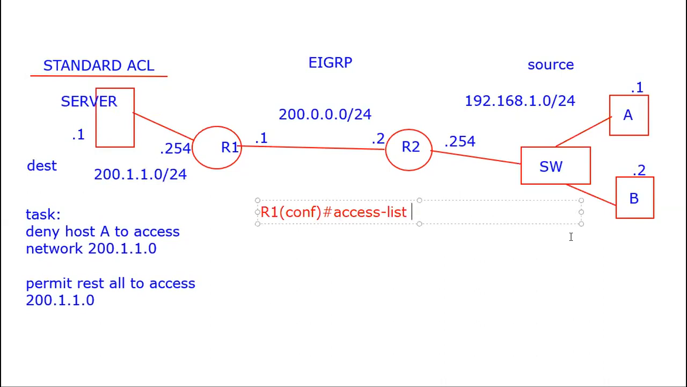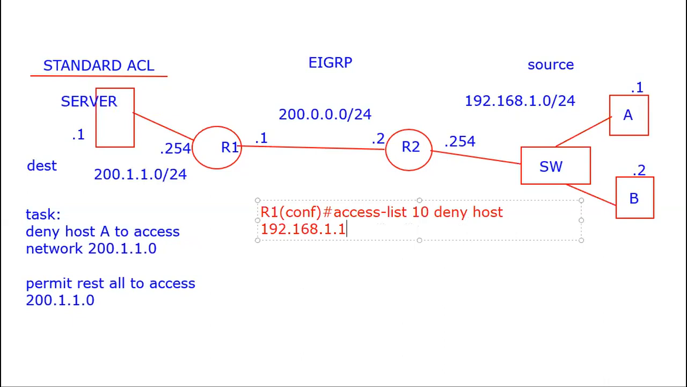For standard ACL, the list number is 1 to 99, so it can be any number from 1 to 99. If you're using extended ACL, then it should be 100 to 199. I'm using access-list 10. Then the first entry, the most specific entry, should be on the top. So deny, then host. If it is a particular host, then you have to type the term host and then give the host IP 192.168.1.1.